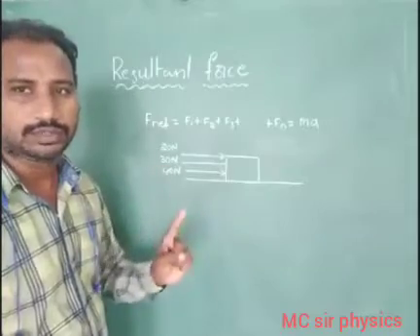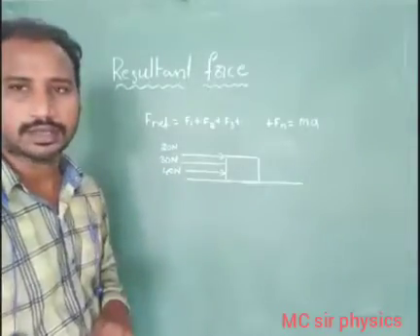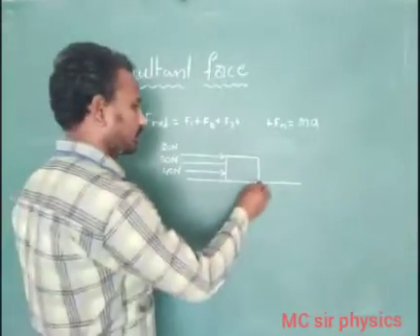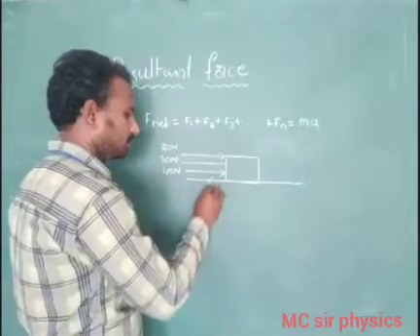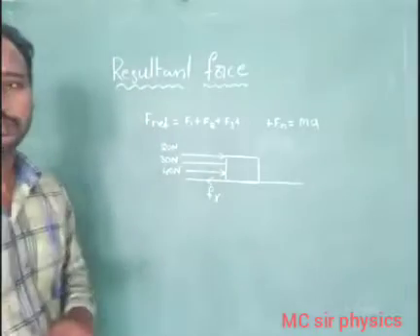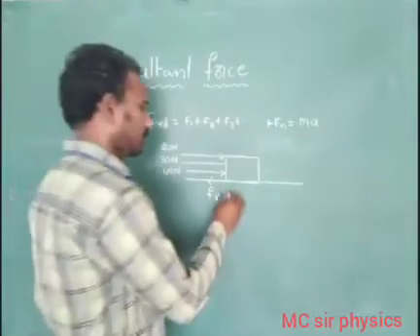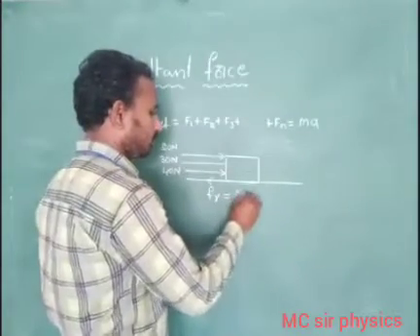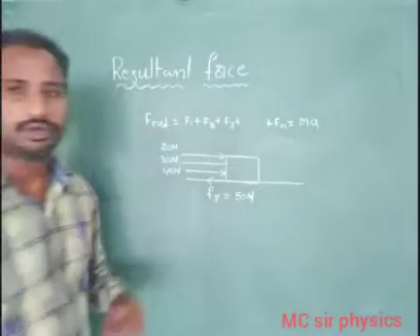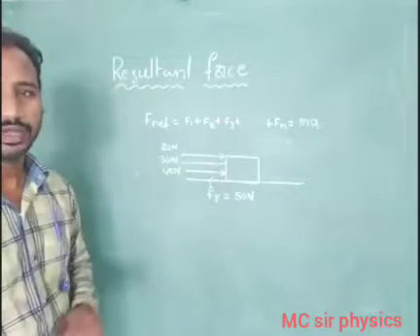But one force opposes that motion. What is that force? Frictional force. Just identify this point. Frictional force Fr is equal to 50 Newton.